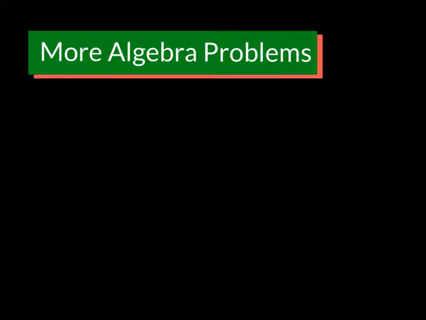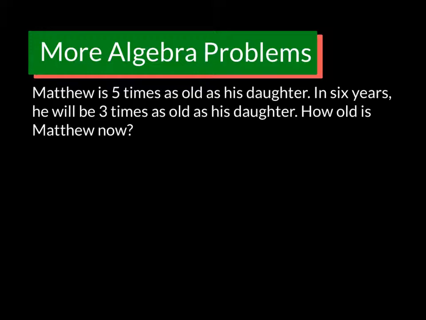Drawing or making charts or other visual methods can help in understanding and organizing information in problems, especially those involving two unknowns. Here's an example. Matthew is 5 times as old as his daughter. In 6 years, he will be 3 times as old as his daughter. How old is Matthew now?